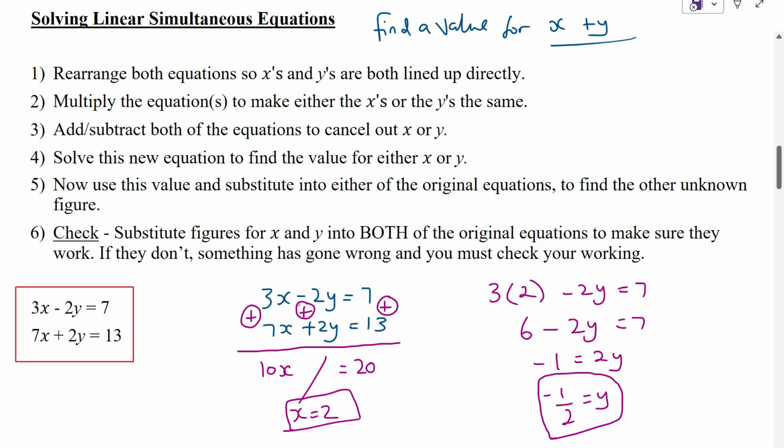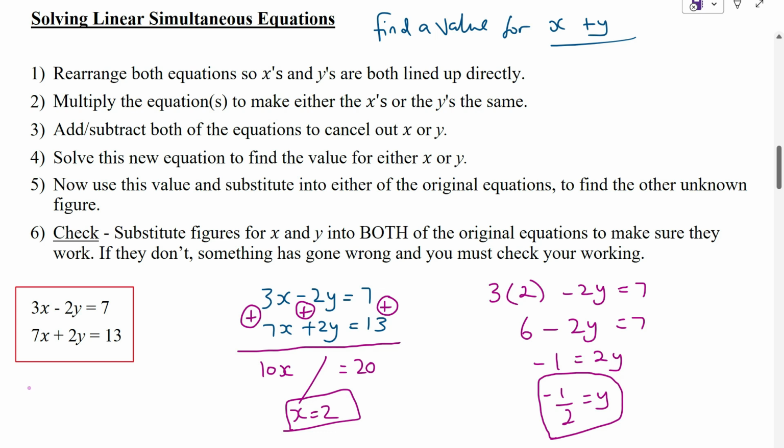So the whole point of working out x and y this way is that we find values for x and y that work for both equations. That is what we want. So we can see from our working out here that x equals 2 and y equals minus a half, it works in the first equation. Now what we need to do is check that both of these values for x and y work in the second equation as well. And if it does, we know our working out is correct. If not, something's wrong and we need to go back and check our working.